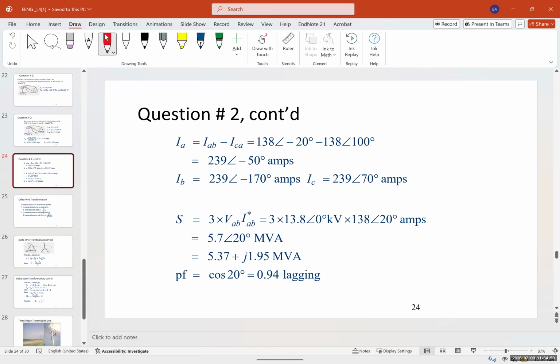negative 170, and 70, with 120 degree shifts. The apparent power is going to be 3 times V line-to-line times I line-to-line conjugate. When we calculate that, it gives us 5.7 with an angle of 20 degrees. If we convert that to rectangular form, it gives us 5.37 plus j1.95 megavolt-amps. Now the power factor is going to be cosine of phi, or cosine of 20 degrees, which gives us 0.94 lagging.